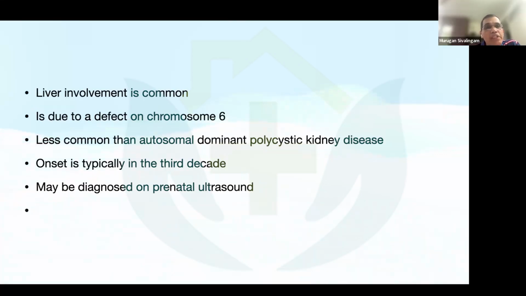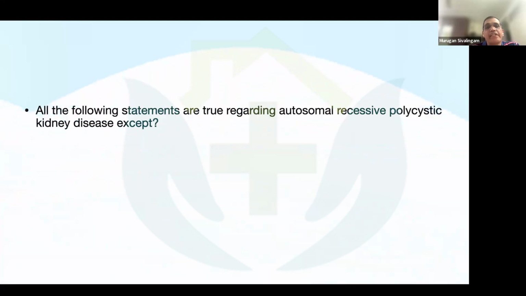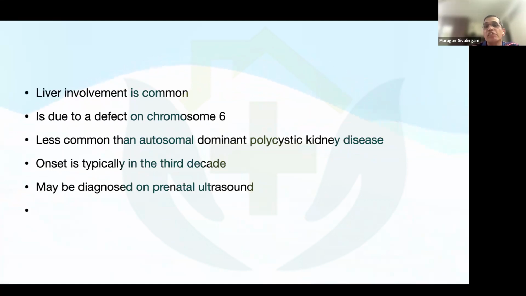Liver involvement is common. It's due to a defect on chromosome 6. It's less common than autosomal dominant polycystic kidney disease. Onset is typically in the third decade and can be diagnosed in prenatal ultrasound. So remember, read the question correctly. All the following statements are true except. So the question is, which one of the statements is false?